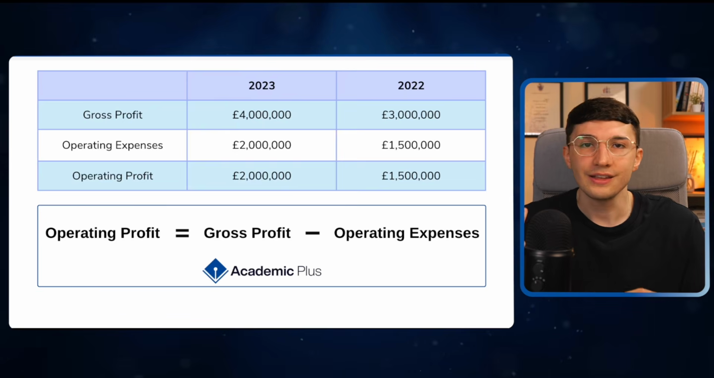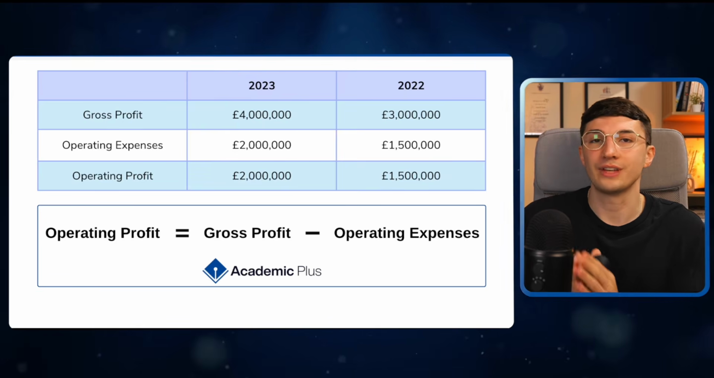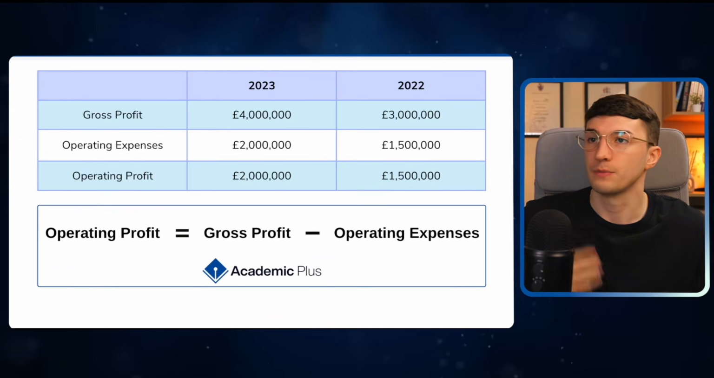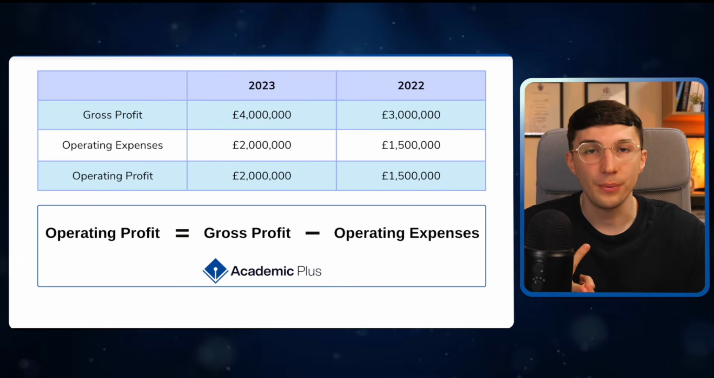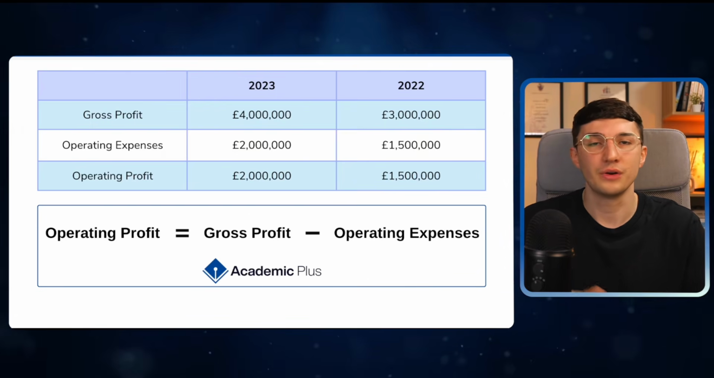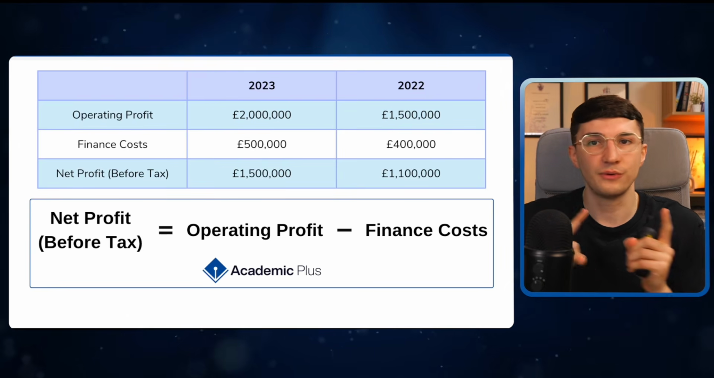Then we move on to the next stage. We look at our operating profit. The way we calculate this is that we take our gross profit minus our operating expenses. So once again, in 2023, we said gross profit is £4 million. Our operating expenses are £2 million. Therefore, our operating profit would only be £2 million. Then we have our net profit, but this is before tax.